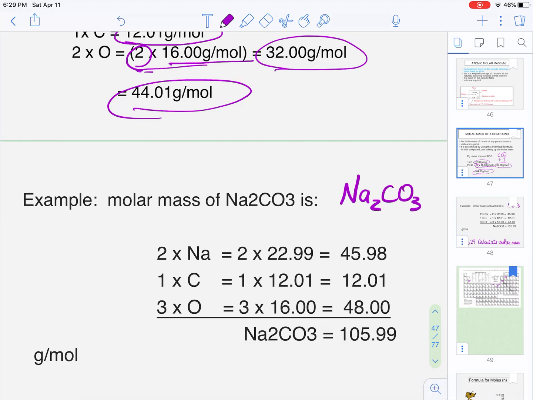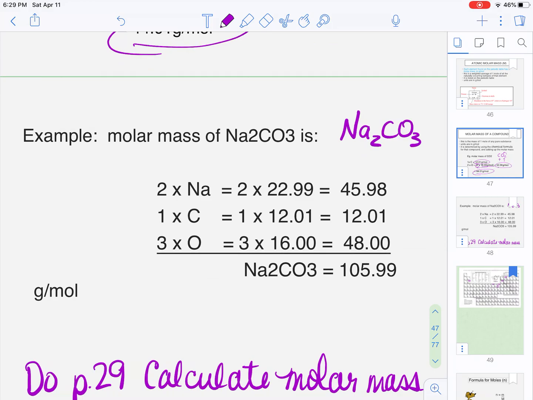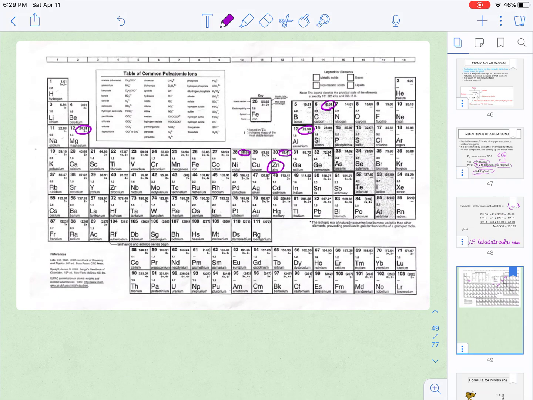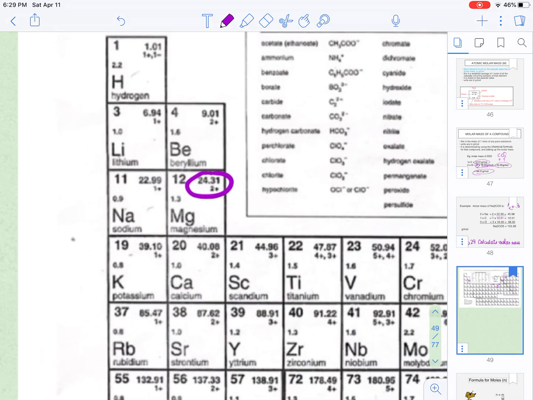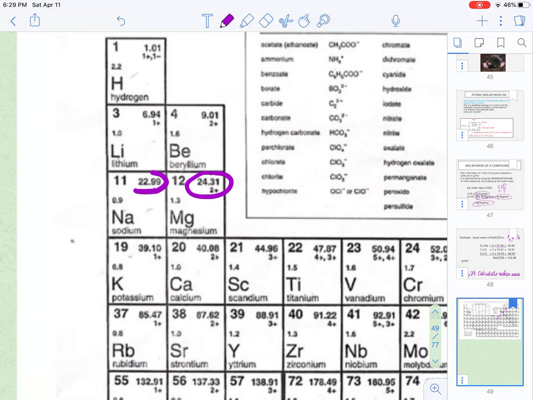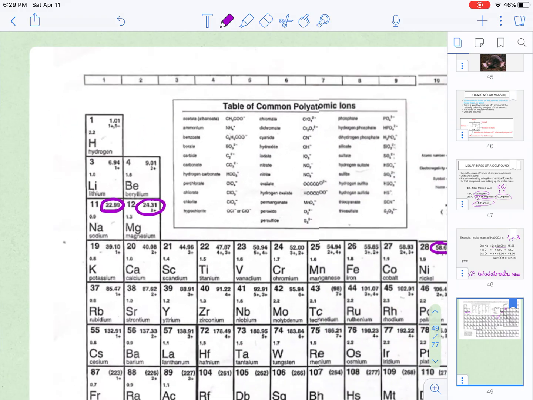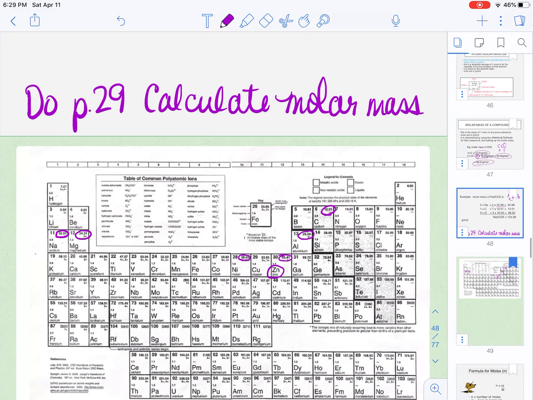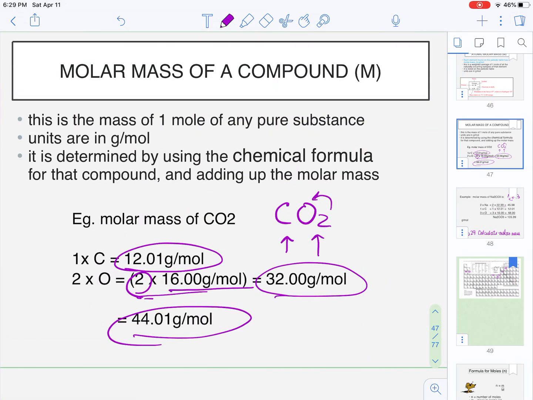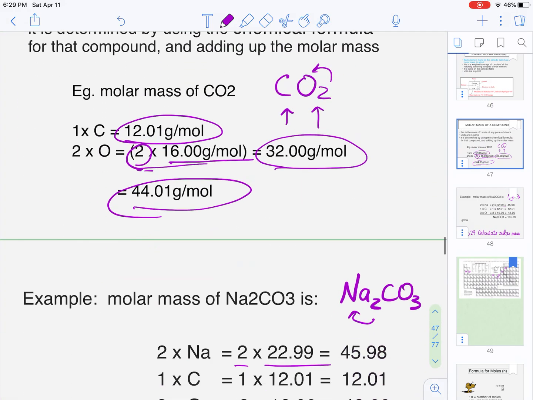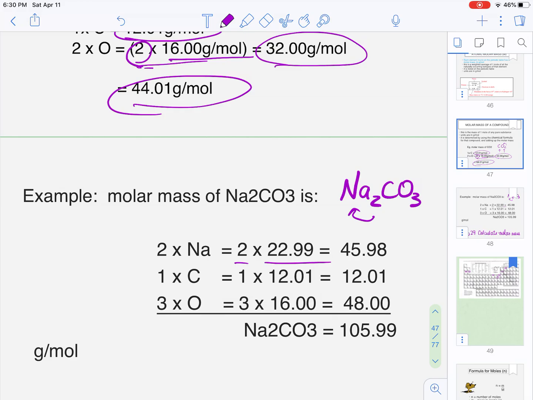To get the molar mass of sodium carbonate, you can see we need 2 sodiums, so we just multiply the 22.99 that we find sodium is, and I can point out that we're getting it from the molar mass right on the periodic table for sodium. So 2 sodiums will be 45.98.